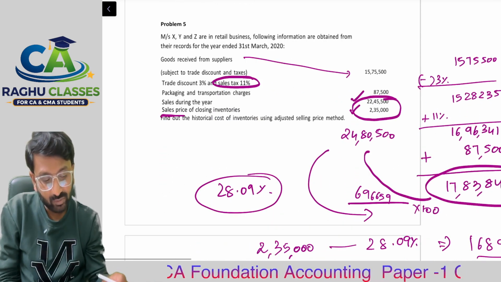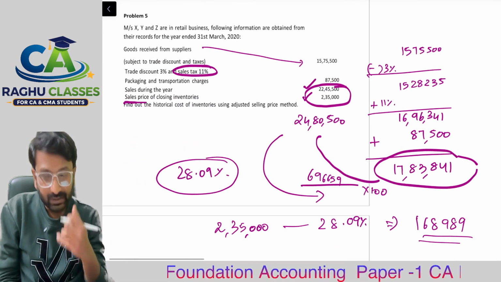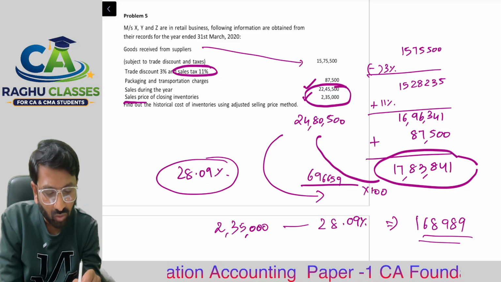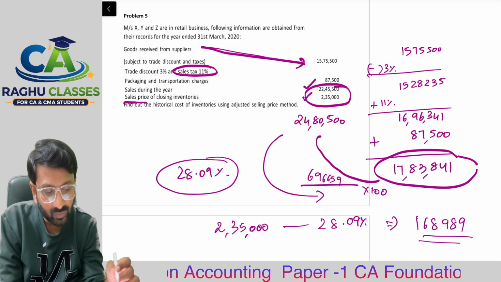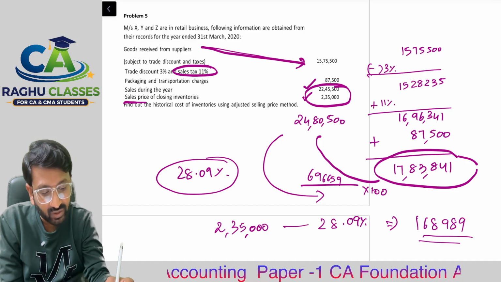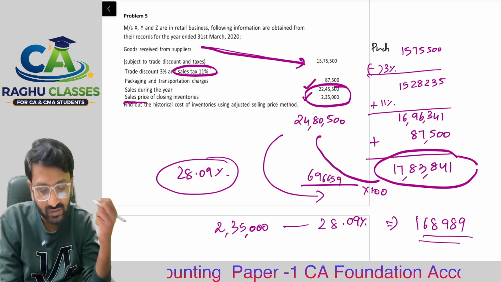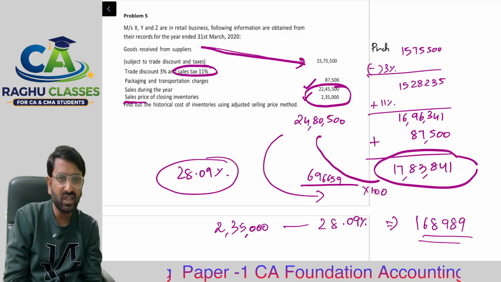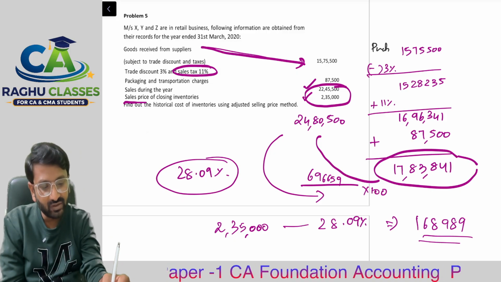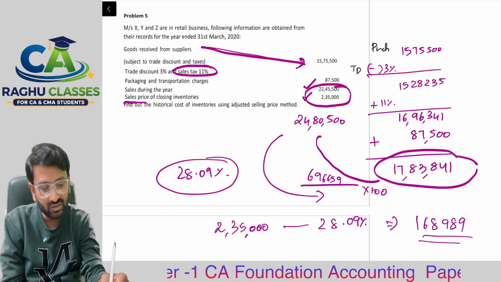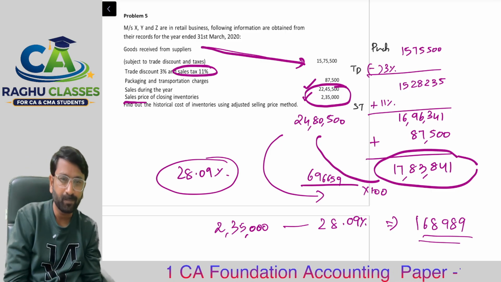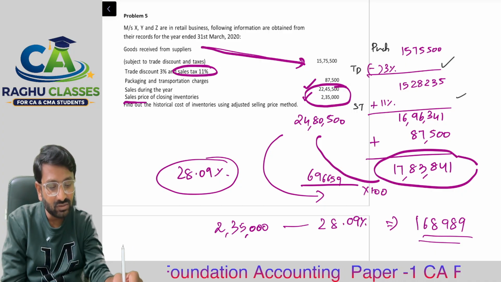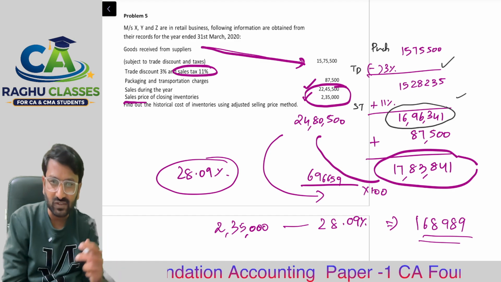Let's have a look at this question. XYZ is in retail business. They got goods from a supplier. So 15 lakh 75,500 is their purchase, which is subject to trade discount of 3% and sales tax of 11%. So trade discount, I've removed 3%, sales tax, I've added 11%. After removing the 3% and adding the tax, this will be the final purchases.